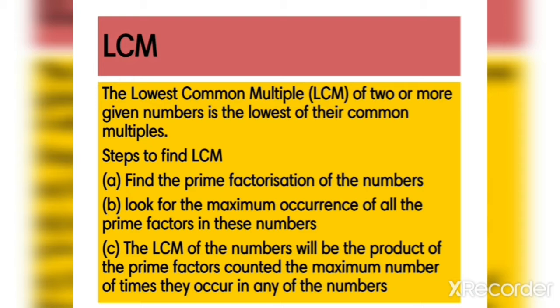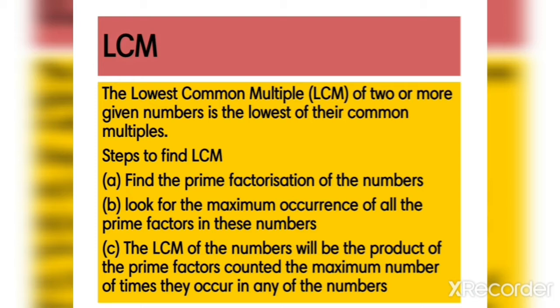Now let us understand what LCM is and how to find LCM. The lowest common multiple of two or more given numbers is the lowest of their common multiples. You have learned how to find a common multiple. Now here we will learn how to find the smallest common multiple.